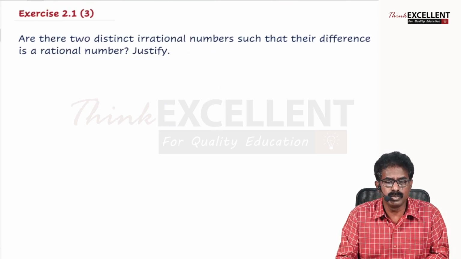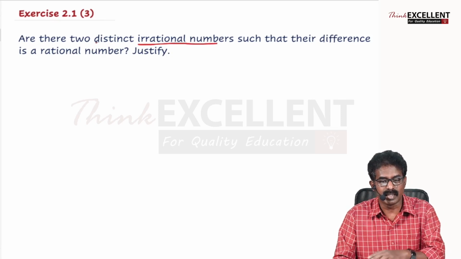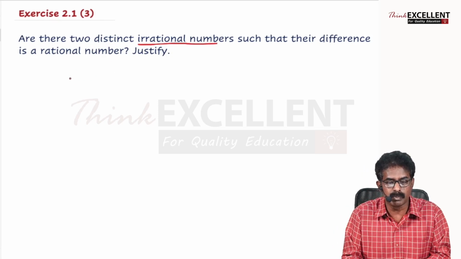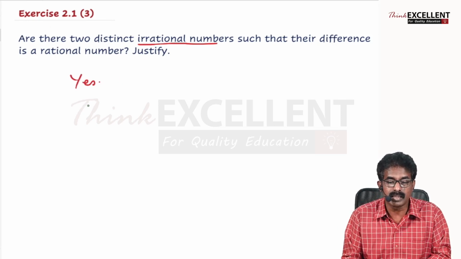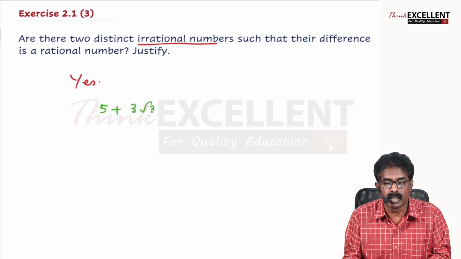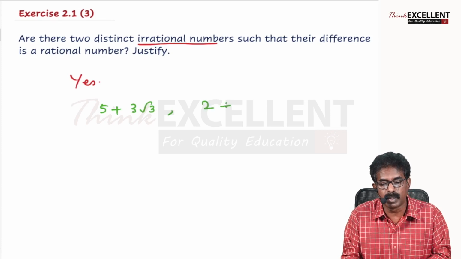Are there 2 distinct irrational numbers? Question is, can you find 2 irrational numbers such that the difference is rational? First, is it possible? You say yes. Justify, give an example. 2 irrational numbers you take: 5 plus 3 root 3, one irrational number, and another irrational number I am taking 2 plus 3 root 3.